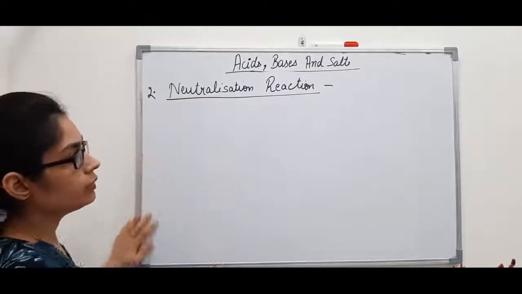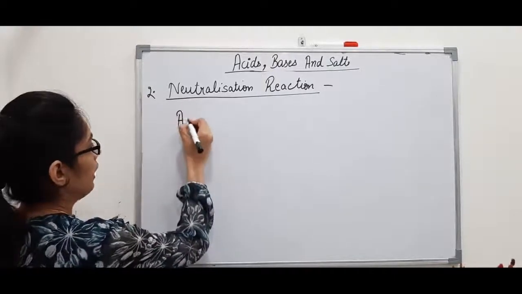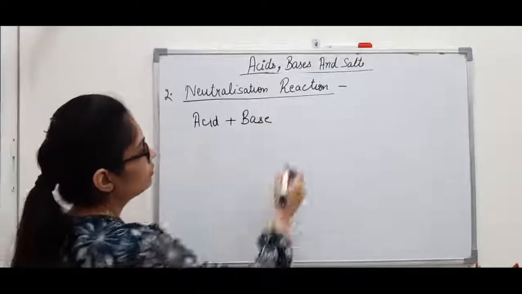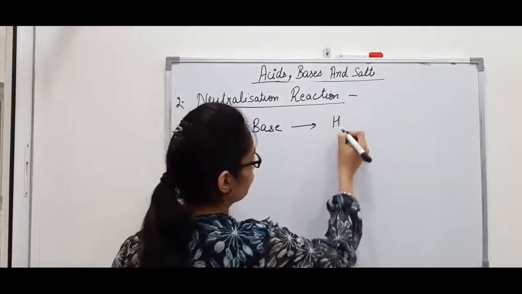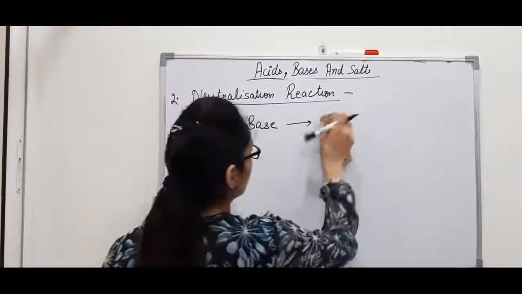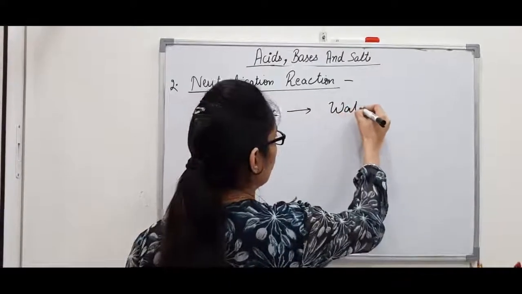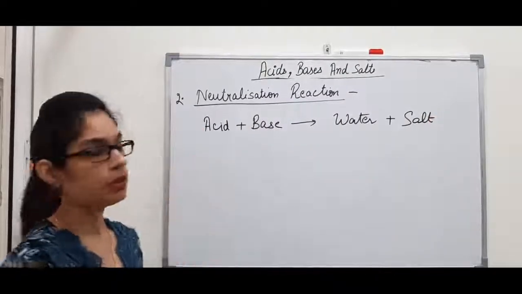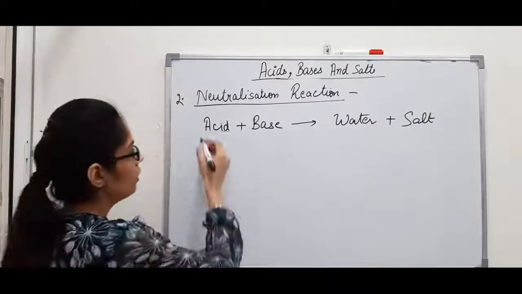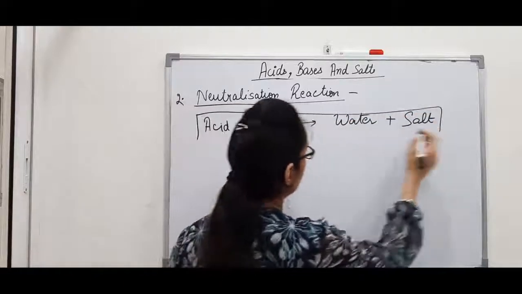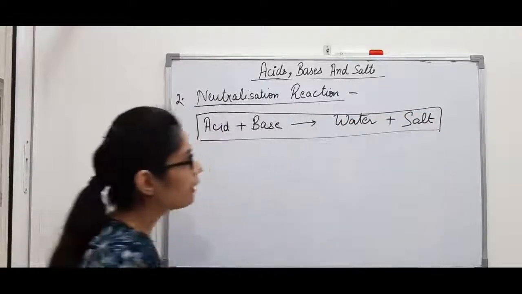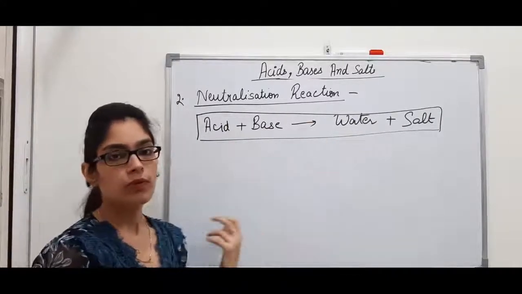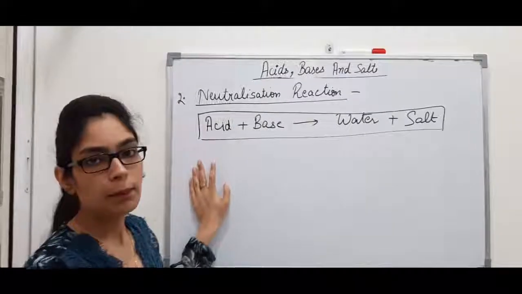Neutralization reaction. So this reaction is acid plus base. It gives us water and salt. Water and salt. So this is the same reaction with which we started this video also. So this is a general chemical equation for a neutralization reaction. When acid reacts with base, it gives us water and salt. So we can try to understand it with the help of more examples.